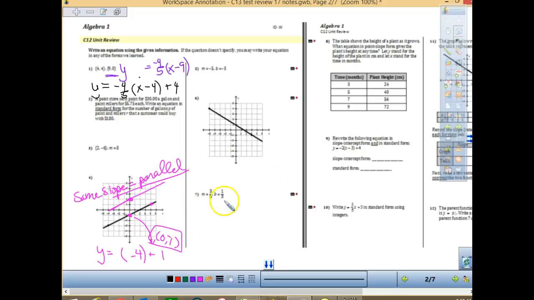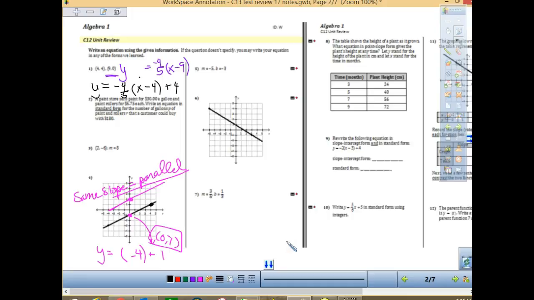I had someone in this morning, we were looking at the points, and they said, well, how can I check to make sure if I did it right? If you plug in any point on that line, it has to make your equation true, right? So whatever equation you wrote, you can plug in a number and check it. So anyone have any other questions on the first page? Okay, let's look at that second page.